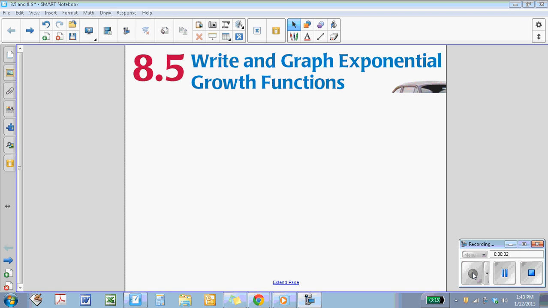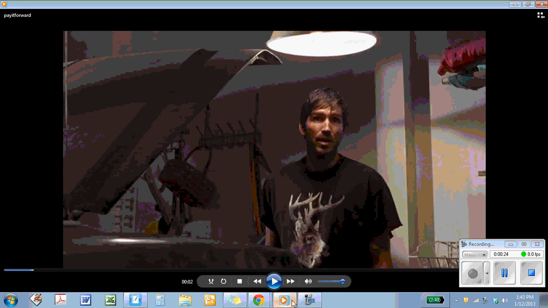So in sections 8.5 and 8.6, we are going to take a look at functions that show exponential growth and exponential decay. Before we get into some equations, what I wanted to do is play a clip from the movie Pay It Forward, so you get a little bit of a better idea of what exponential growth is. First, you're going to watch the very short clip where the idea is described.